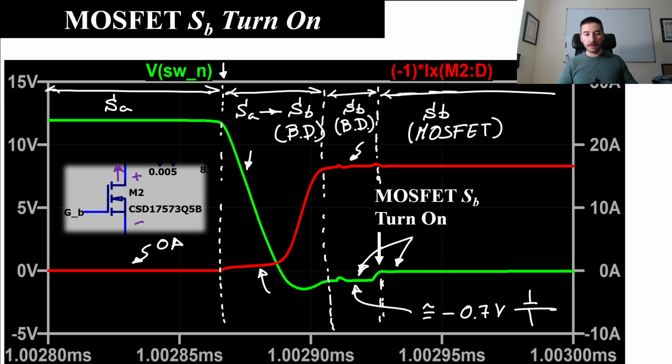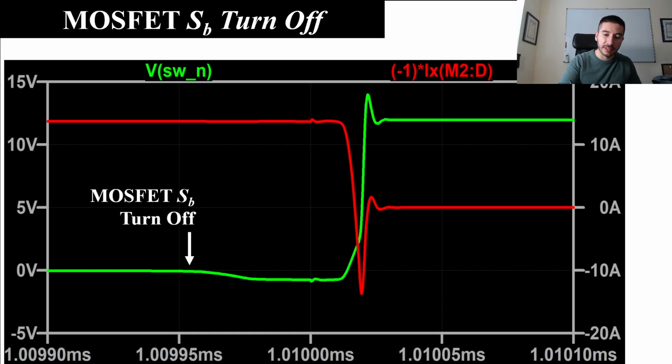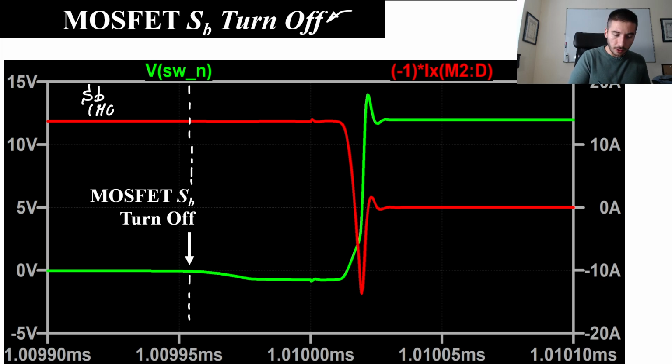Okay, let's see the same, but in this case we are talking about the turn off. So again, as a reference, here we have the moment in which we turn off the MOSFET. So let's repeat the process. Well, here MOSFET SV was driving all the current. As you can see, this current level is close to 15 amps, which is the inductor current, and the voltage is close to 0. Then we turn off the device, we turn off the MOSFET.